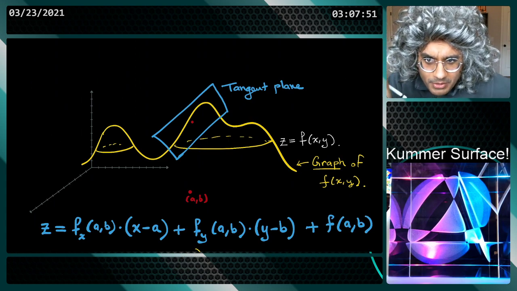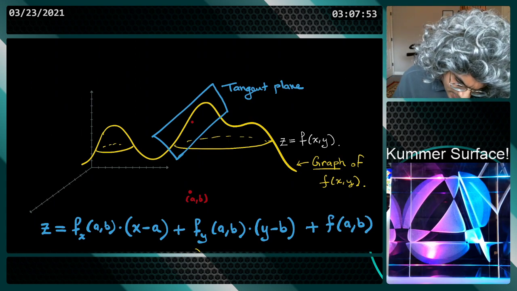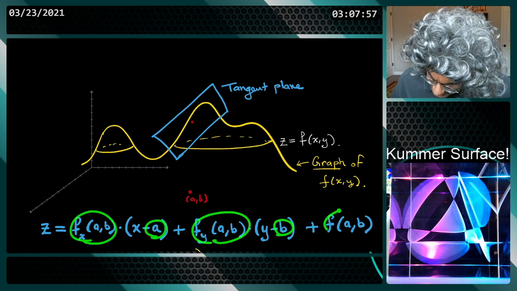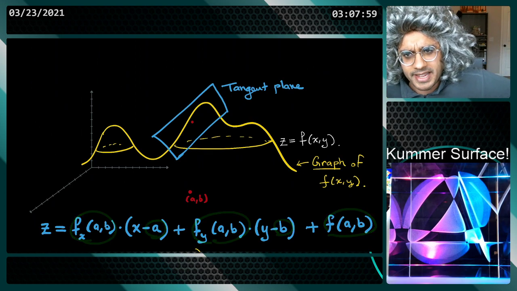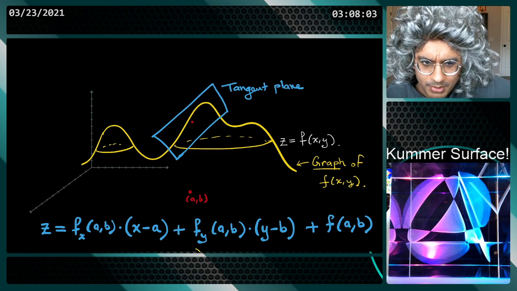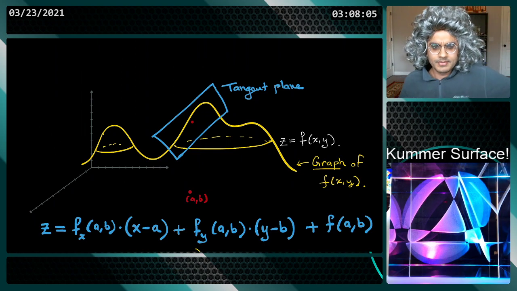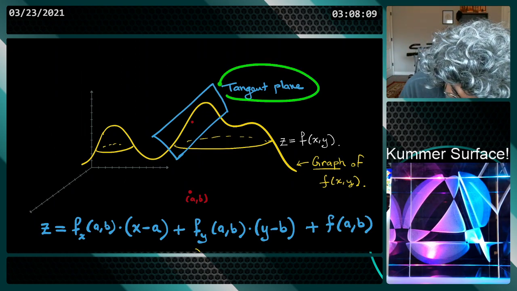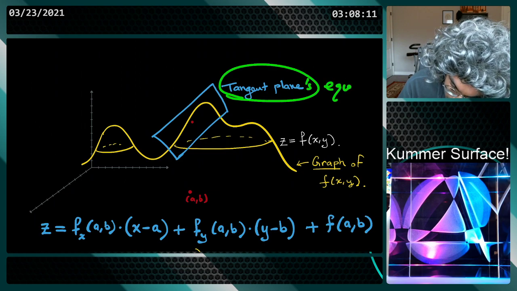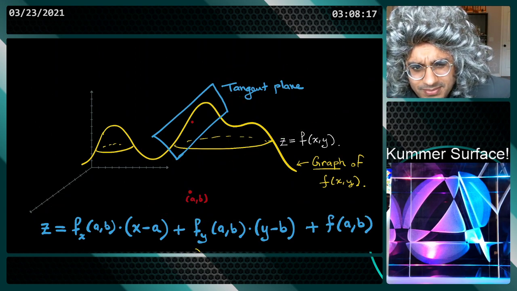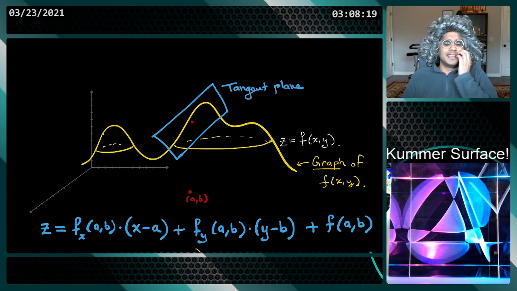So this here looks like a bunch of garbage. Look at what's a number and what's the variable. Number. And so this is a plane. From the beginning of the semester, you saw how to write equations of planes. This is going to be a plane. And that is the tangent plane's equation. Wow, incredible. All right. Good.